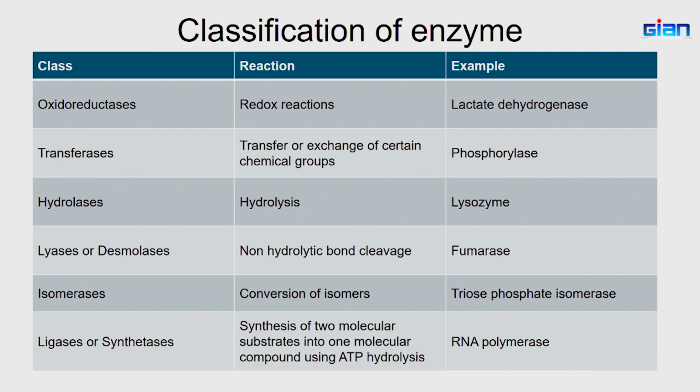Now, these are some of the classes of enzymes: oxidoreductases, transferases, hydrolases, lyases, isomerases, ligases. They all have different functionality. Oxidoreductases go for redox reactions, transferases for the transfer of certain chemical groups, lyases for non-hydrolytic bond cleavage. Isomerases would be conversion of isomers from cis to trans or trans to cis, if I remember my chemistry correctly. Ligases, or synthetases, would be synthesis of two molecular substrates into one molecular compound using ATP hydrolysis.